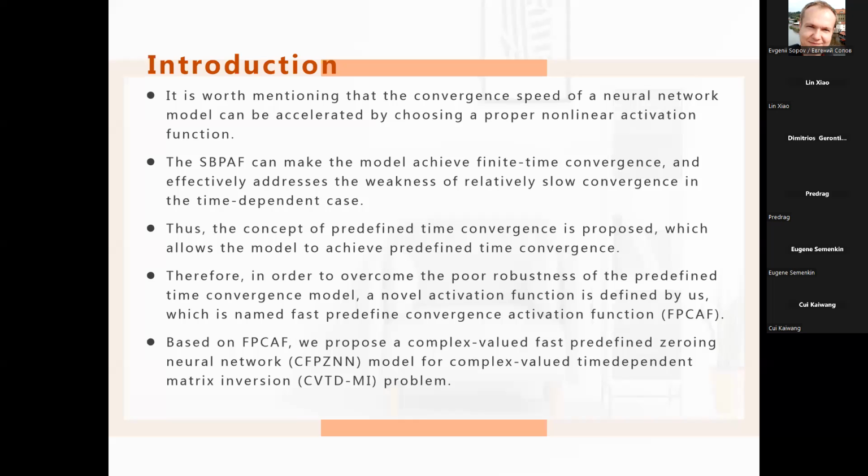of the problem. Thus, the concept of predefined time convergence is proposed, which allows the model to achieve predefined time convergence. Regrettably, the robustness of most zeroing neural network models using this predefined time convergent activation function is not appreciated, and sometimes it causes model failure in the presence of noise. Therefore, in order to overcome the limitations of the predefined time convergent model, a new activation function is defined by us, which is named fast predefined convergence activation function. This function can accelerate the convergence without greatly increasing the time complexity. This function achieves a qualitative leap in both the boundedness and the convergence.